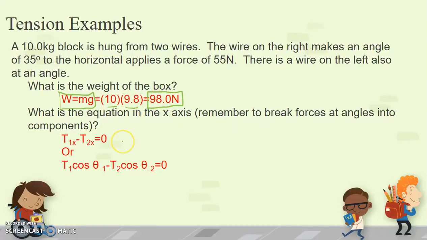And it says, what is the equation on the x-axis? Remember to break forces at angles into the components. So we have tension 1 minus tension 2 equals 0 because this box is not swinging, so it's at rest, so that's why we know it's 0. Or another one is tension 1 cosine theta 1 minus tension 2 cosine theta 2, which is also going to equal 0 because, again, the object's at rest.